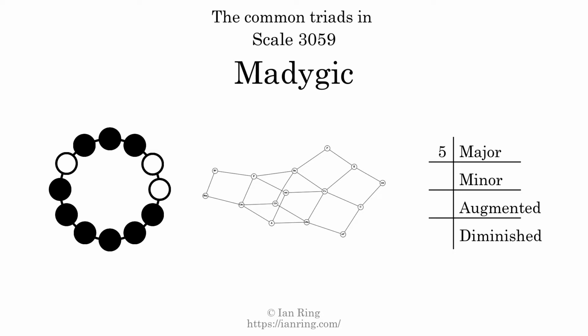There are 5 major triads. There are 5 minor triads. There are 2 augmented triads. There are 3 diminished triads. Here is a Hamiltonian path of parsimonious voice leading that uses all the triads.